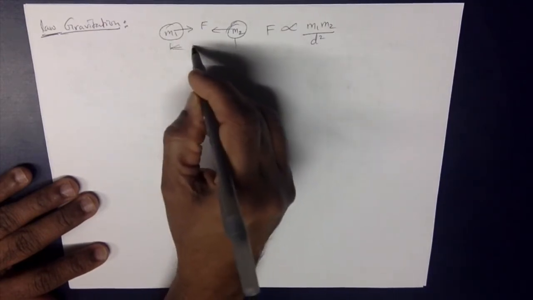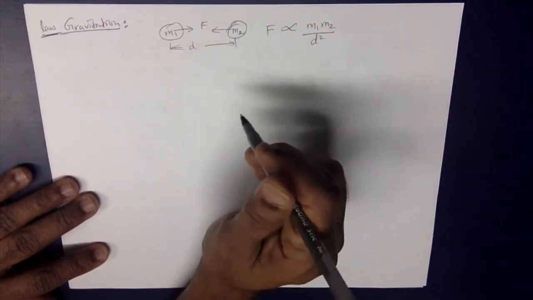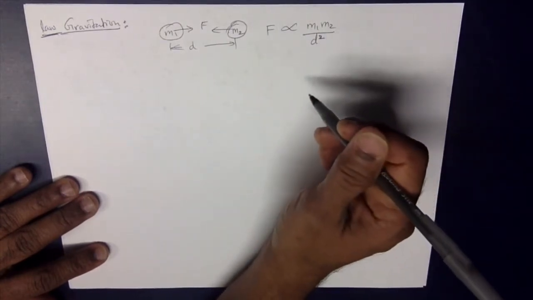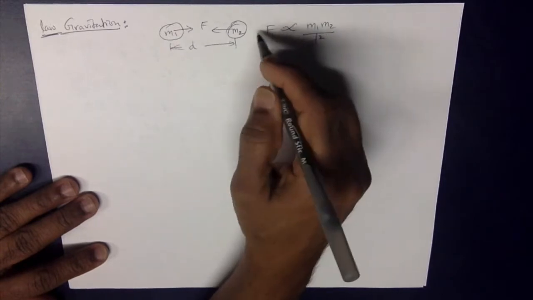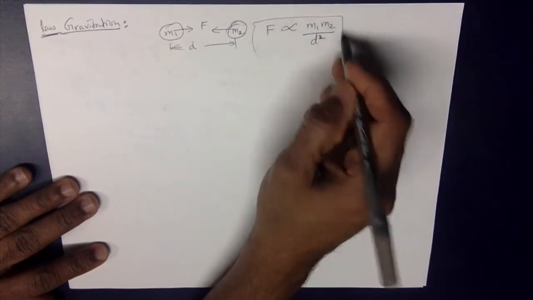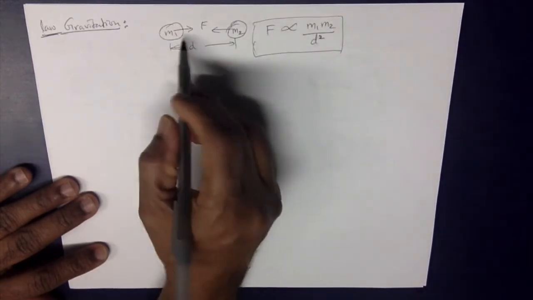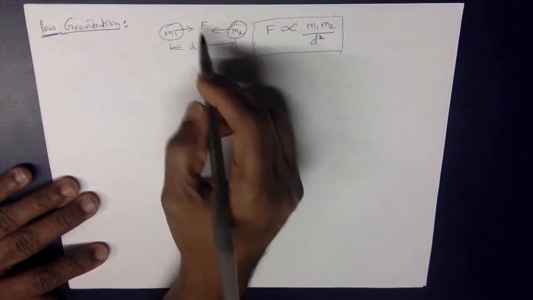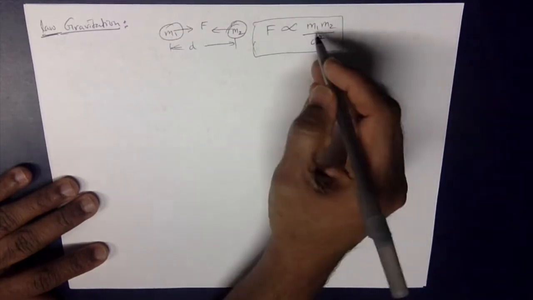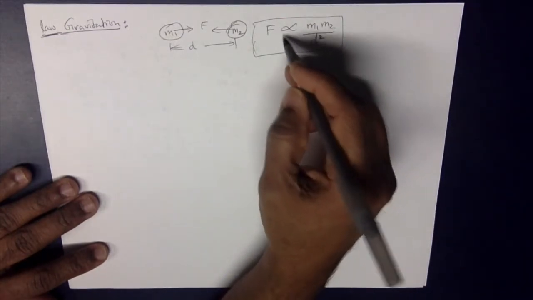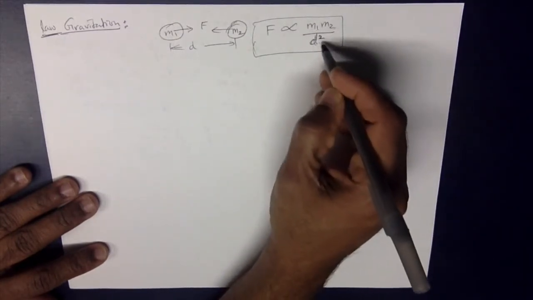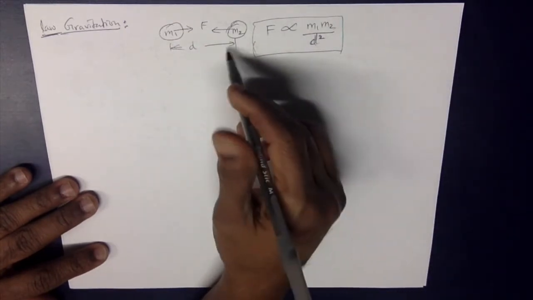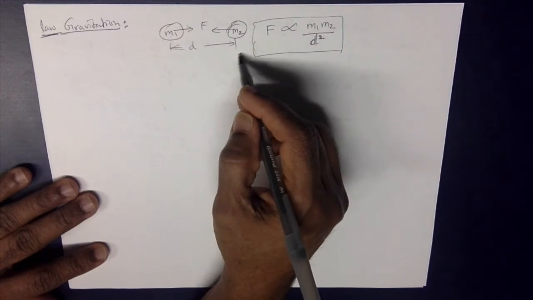So that's the distance between them, so the square of the distance between them. Okay, so this is basically Newton's law of gravitation. Again, any two masses will attract each other with a force that is directly proportional to the product of the masses and inversely proportional to the square of the distance between their centers. So that is basically Newton's law of gravitation.